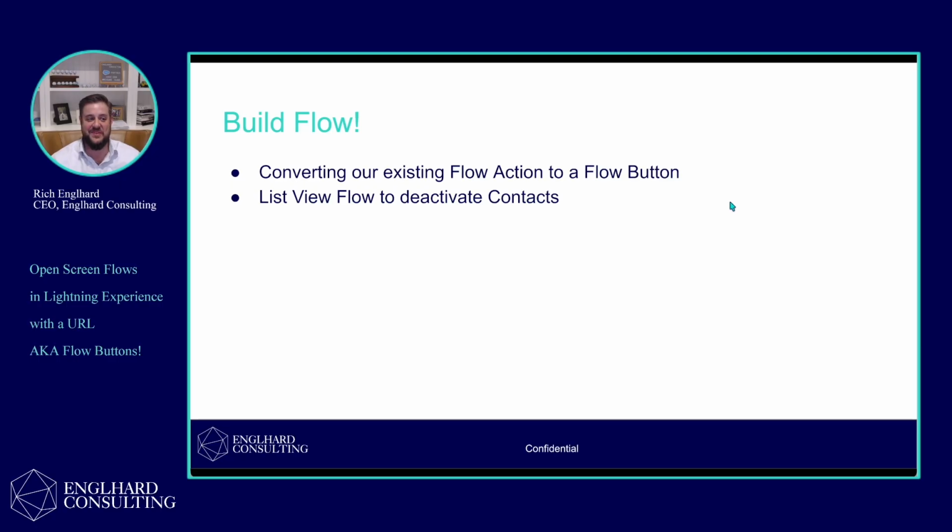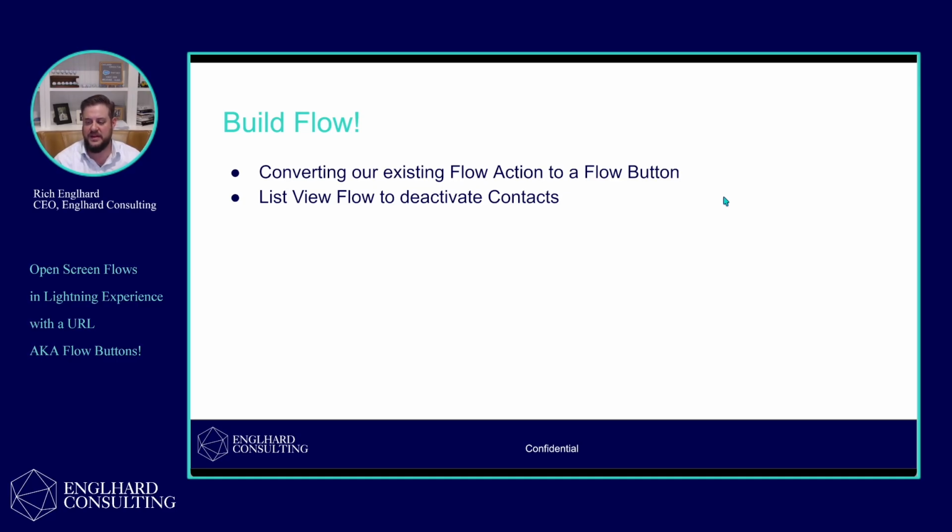So we're going to go ahead and we're going to build our flow. And first is we're going to convert our existing flow action to a flow button. And there's two ways you could do this. We're going to look at it from a subflow process because we already have this screen flow. It's working. Don't necessarily want to touch it, but I want to be able to direct into it. So we're going to look at it from a screen flow.